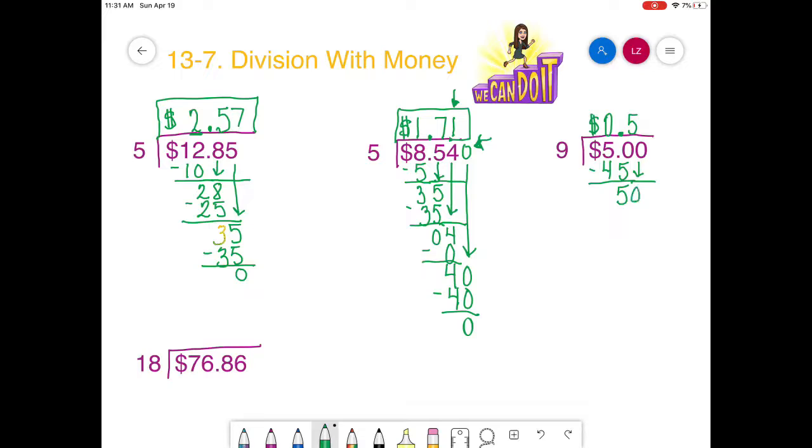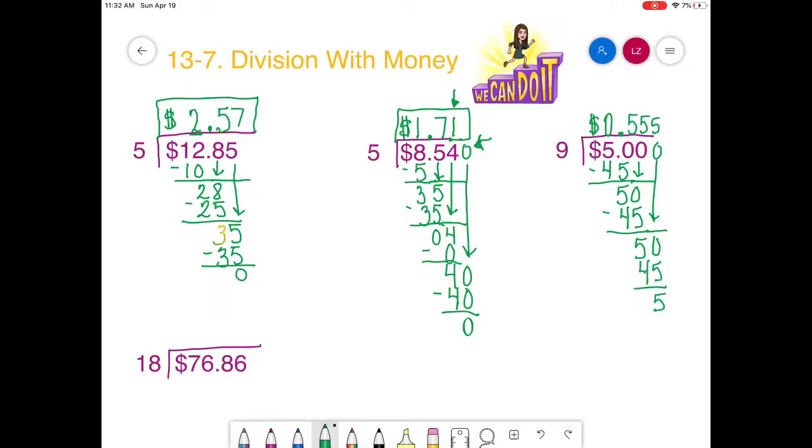And we bring down the 0. And we have 50 again. 9 goes into 50, like we said, 5 times. 5 times 9 is 45. We subtract it, and we get a 5. We know that if we have a remainder, we have to go out to the 1000th spot. So we add another 0, and we get another 50. I think you see a pattern going here. 9 goes into 50 5 times. 5 times 9 is 45, with a remainder of 5.